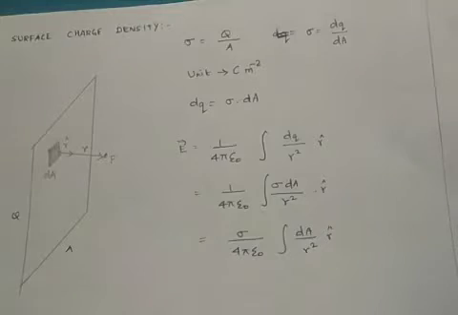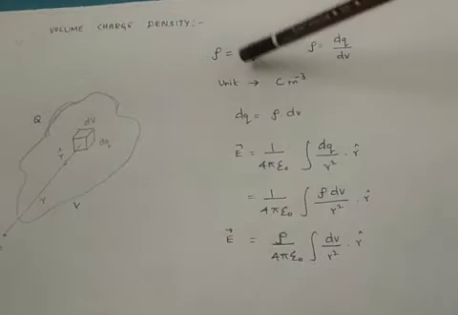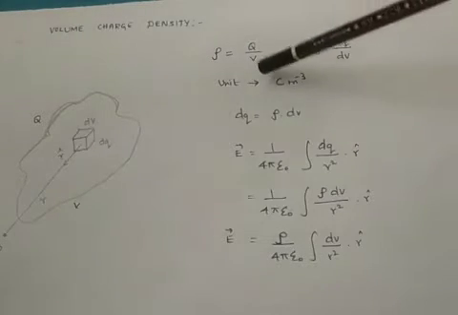So next one is volume charge density. Suppose charges are continuously distributed in a volume. How to calculate the electric field value? For that only we are taking this as volume charge density. It is denoted by the letter rho, equal to the amount of charge present in the object divided by the total volume of the object.